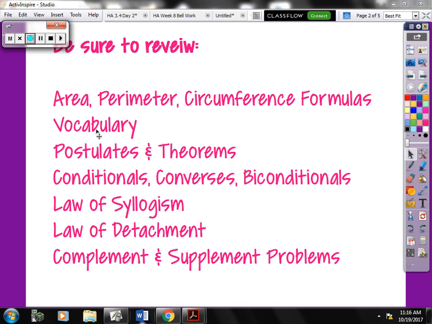Chapter 2, we did our conditional statements, our if-thens, the converse when we flipped the hypothesis and conclusion, and our biconditionals, which were our if and only if sentences. So review those, as well as the 2 laws that we learned in chapter 2, the law of syllogism and the law of detachment. You'll also remember in chapter 2 we worked a lot with vertical angles, complementary angles, and supplementary angles. So make sure you look at those complement and supplement problems.